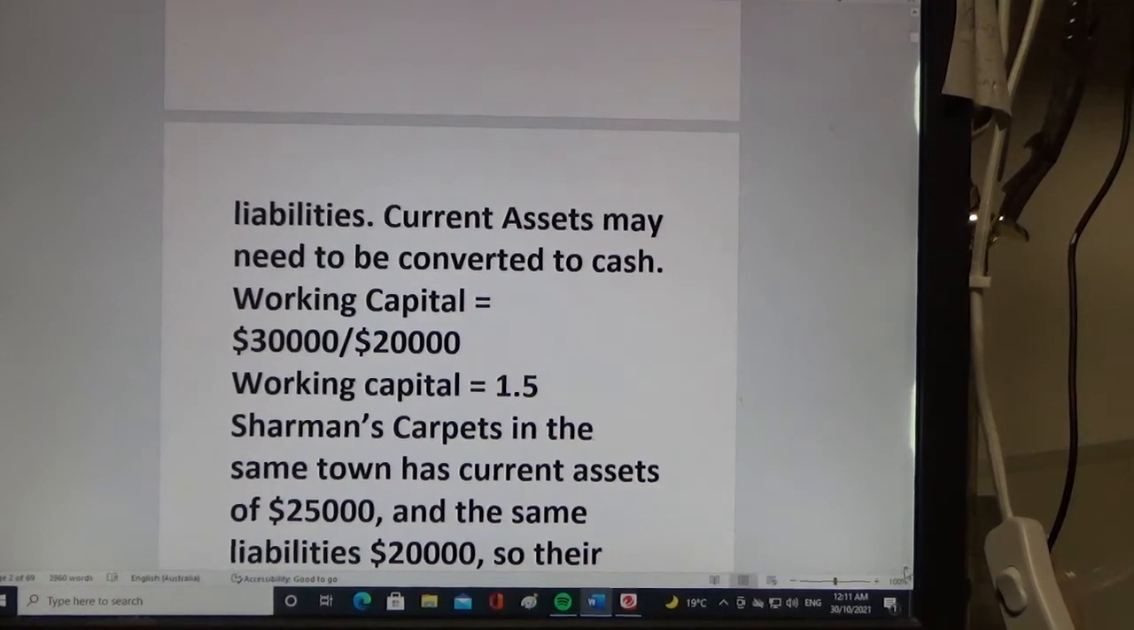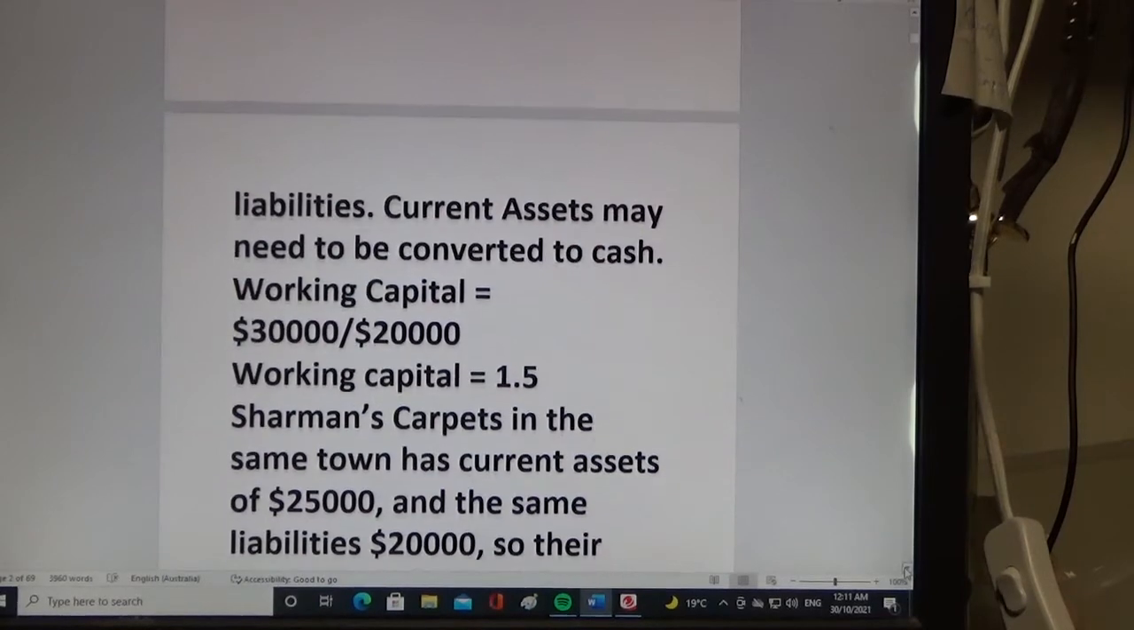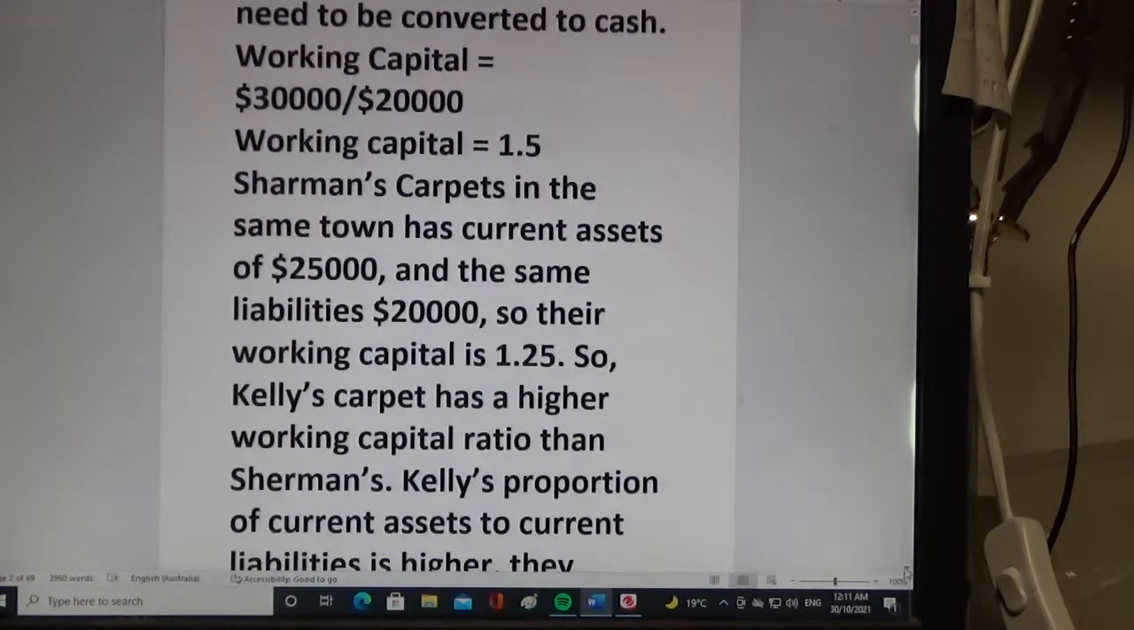So let's just do the calculation for Kelly's Carpets. Working capital is 30,000 divided by 20,000, so working capital is 1.5. Now another carpet outlet, Sharman's Carpet, in the same town, has current assets of 25,000, less than Kelly's Carpet, and the same liabilities, 20,000. So their working capital is 1.25, not as favourable as Kelly's Carpet.